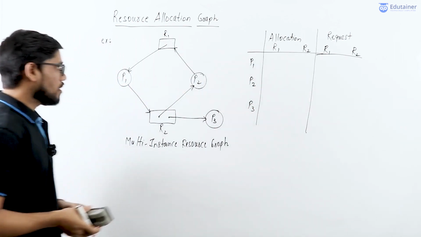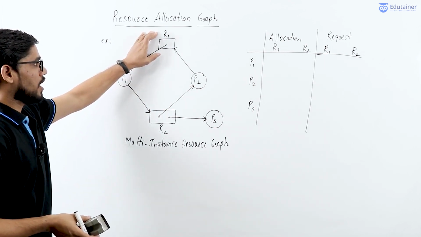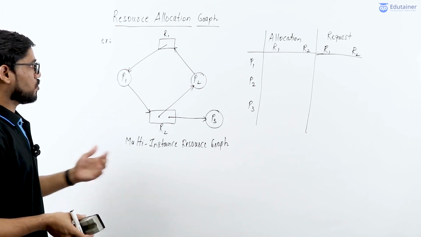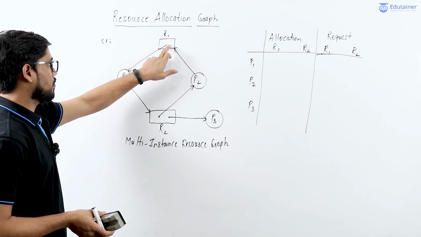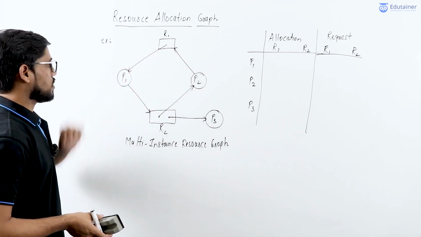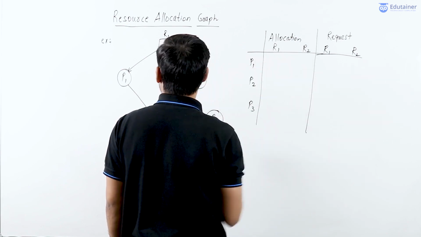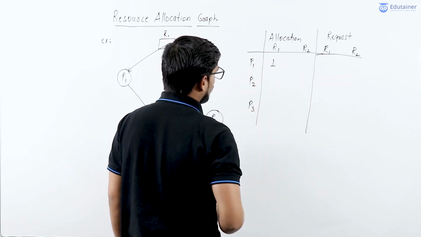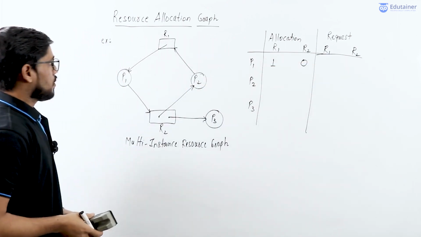Okay. Now for the allocation part, we have to go to the resource vertex and see whether the direction of the edge is from the resource to the particular process or not. So here resource R1 is allocated to process P1. So we go to the allocation column, R1 column, and the row is P1, the value is 1, and the other value will be 0.